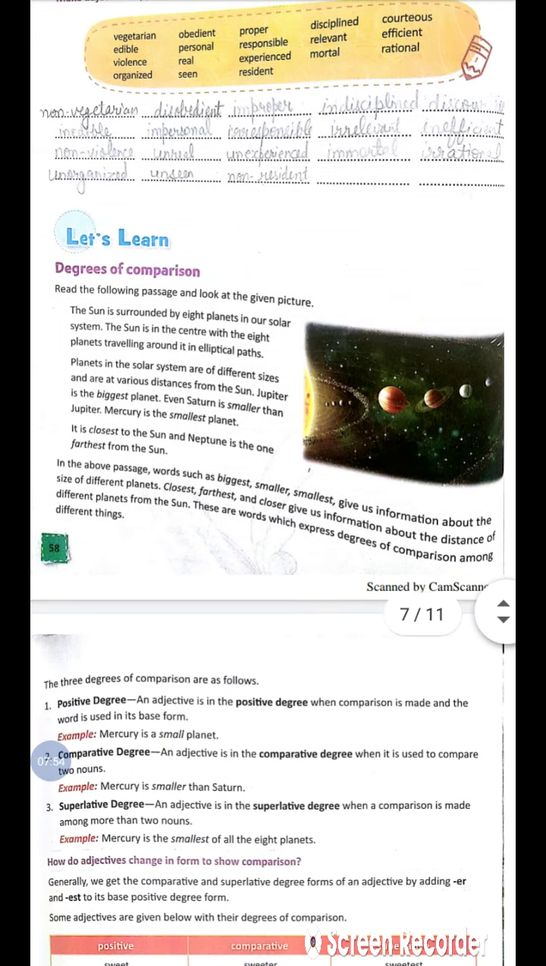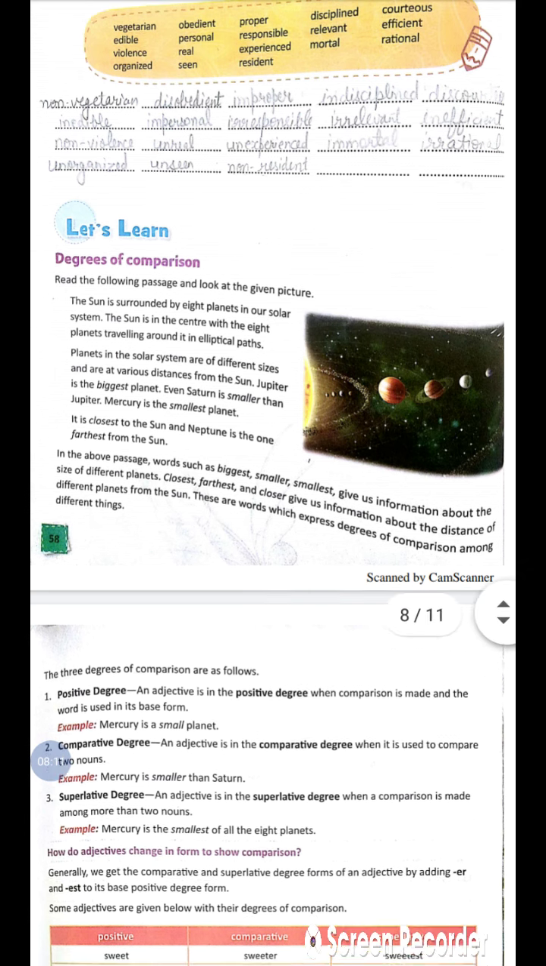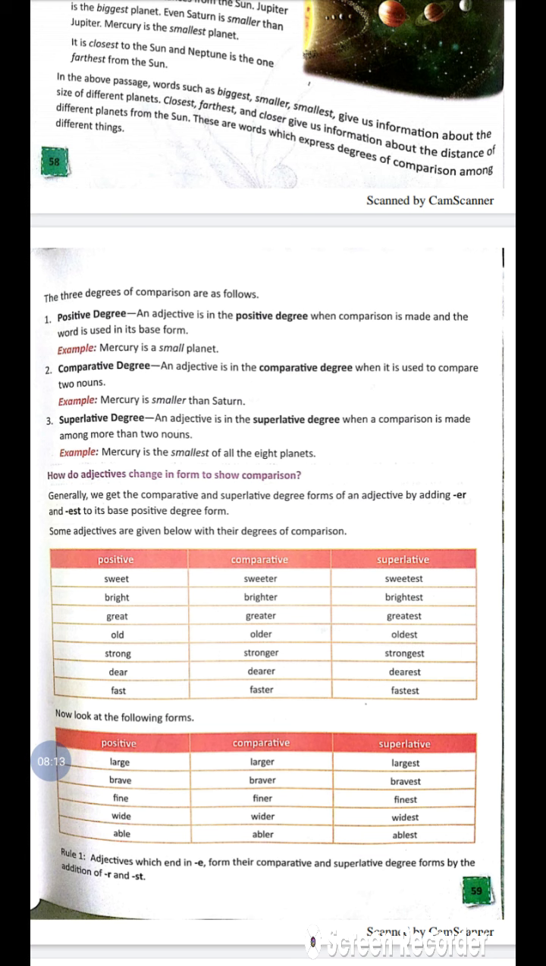Next is degrees of comparison. What are degrees of comparison? The three degrees of comparison are as follows: positive degree, comparative degree and superlative degree. And what is positive degree? An adjective is in the positive degree when no comparison is made and the word is used in its base form. Mercury is a small planet. Small is the word that denotes the positive degree in this sentence.